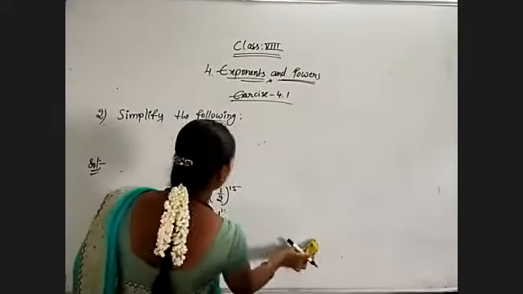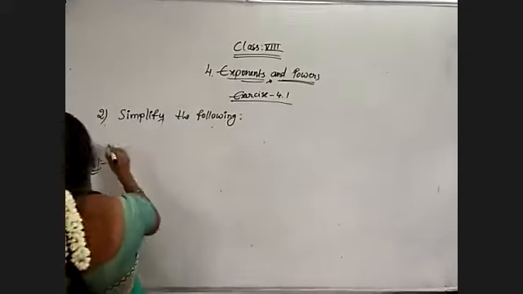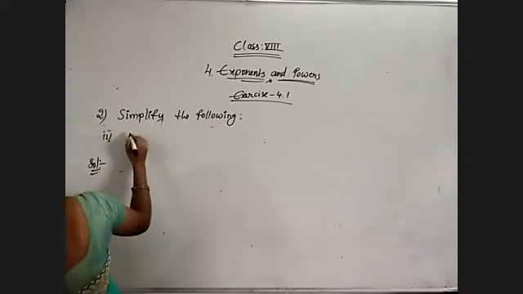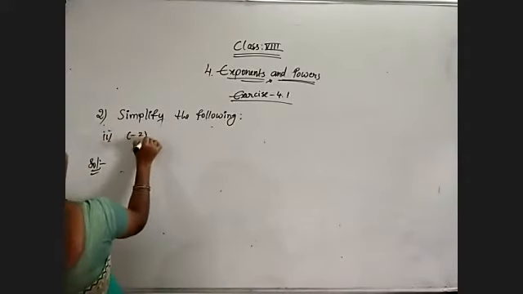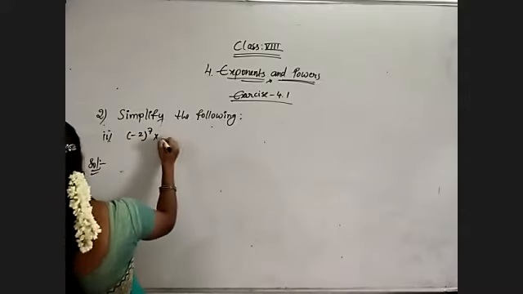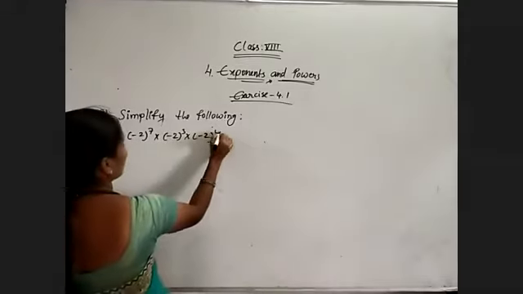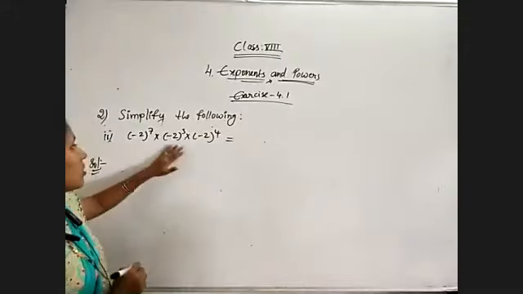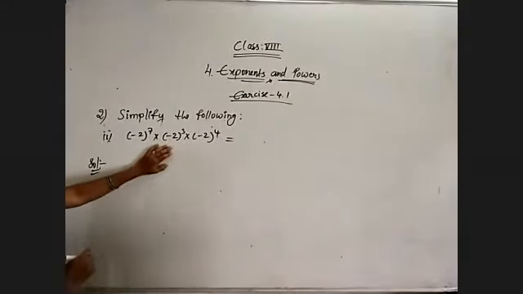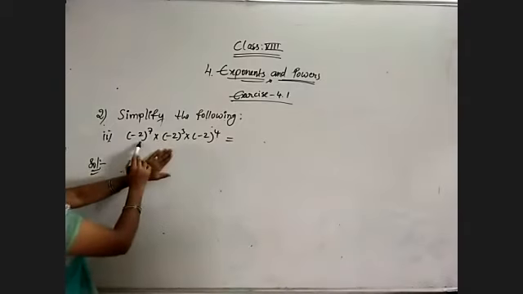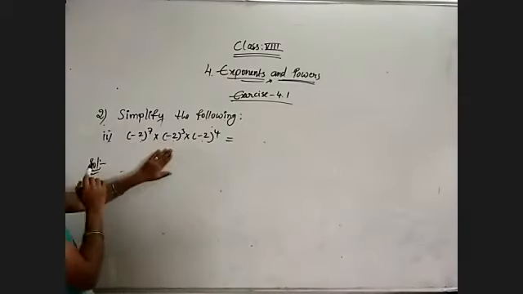From the second question only. That is (-2)^7 × (-2)^3 × (-2)^4, the given question. Now observe this. How many numbers are given in this question? 1, 2, 3 exponential numbers.